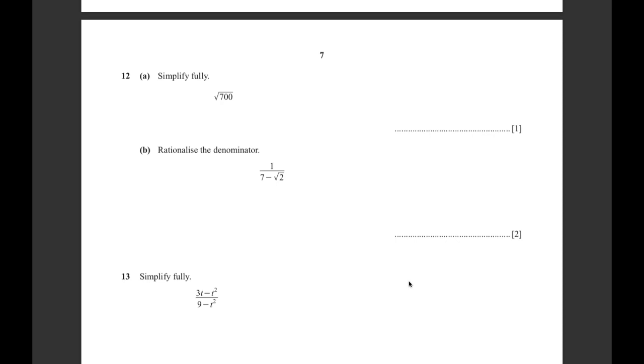Simplify the surd fully. So let's have a look at our surd. We want to find the highest square number that fits into 700. When I say square numbers, I mean things like 1 times 1 is 1, so 1 is a square number. 3 times 3 is 9, 9 is a square number. 4 times 4 is 16, 16 is a square number, and so on. Which is the highest of those kinds of numbers that fit into 700? Have a think now.